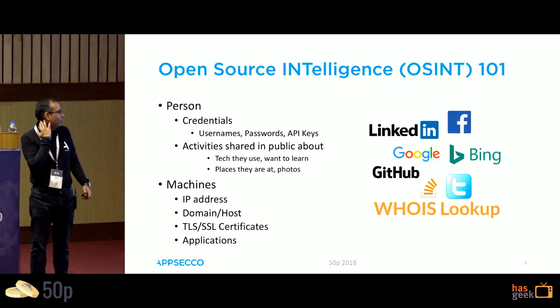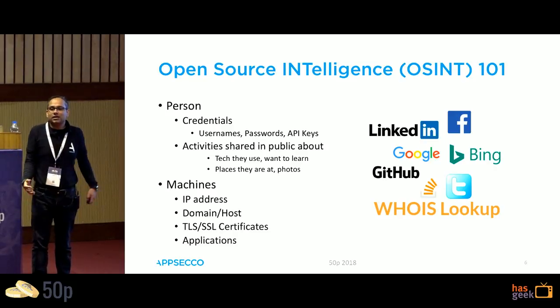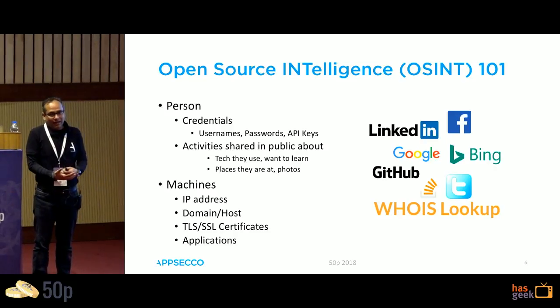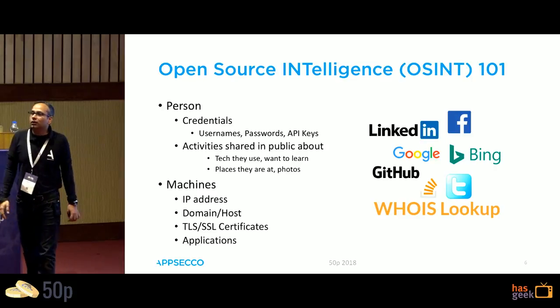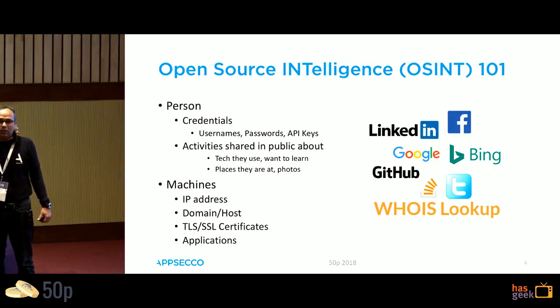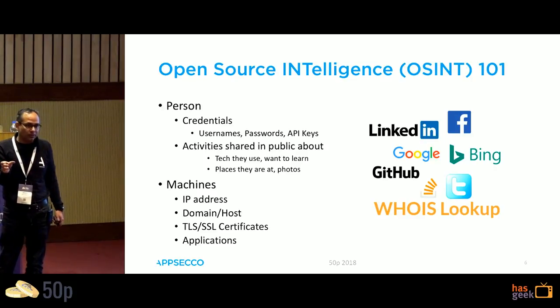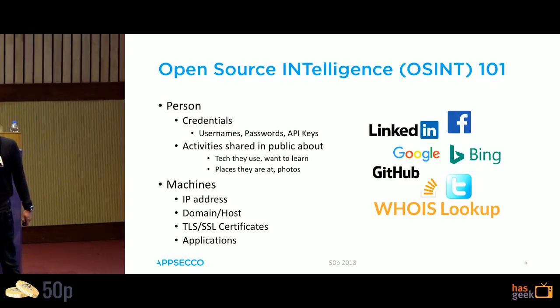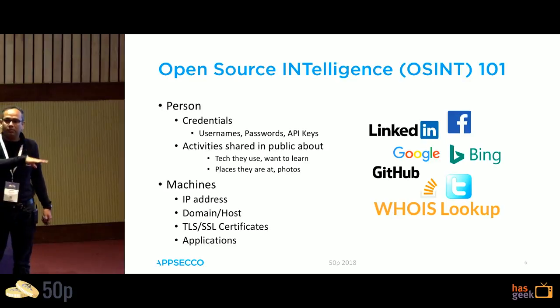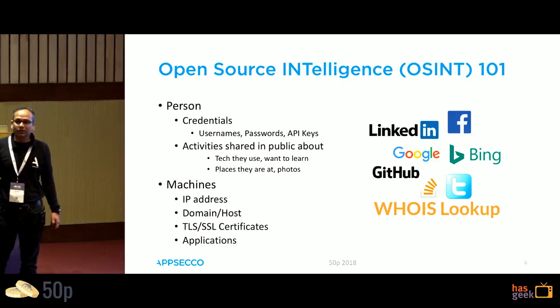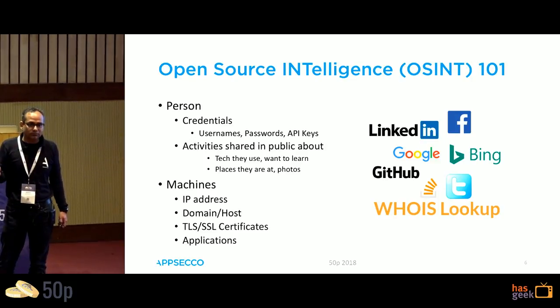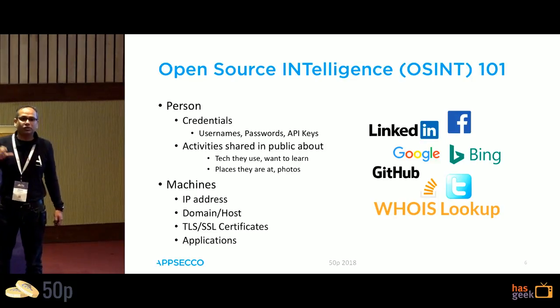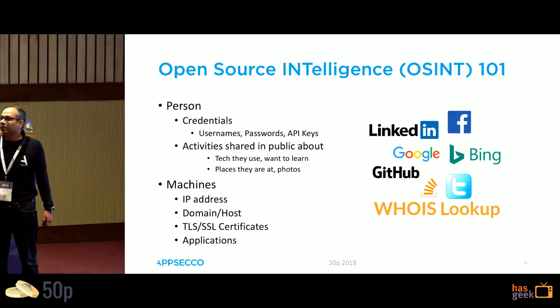Twitter, Facebook, Bing, all these allow you, as an attacker, if you were an attacker, to find out more about people and machines without actually interacting with those people and those machines. You see the basic premise here. We are doing data collection, but passively. We are finding out about something or someone, but they may not be aware that we are trying to find more things about them.